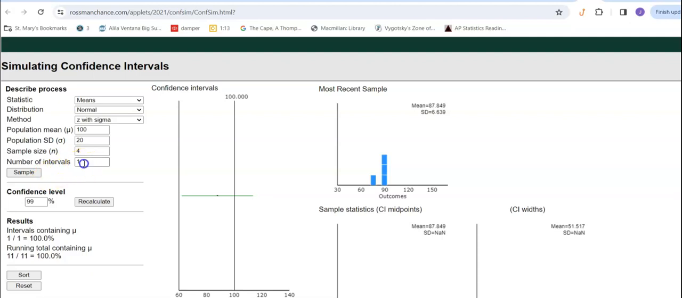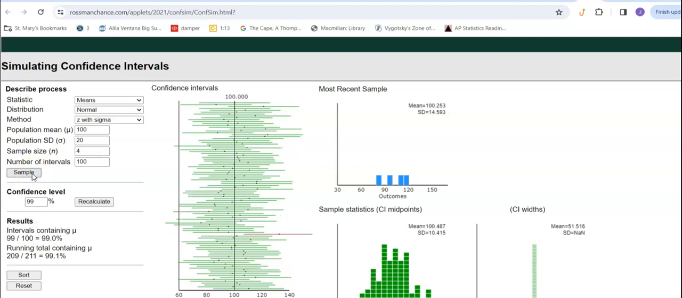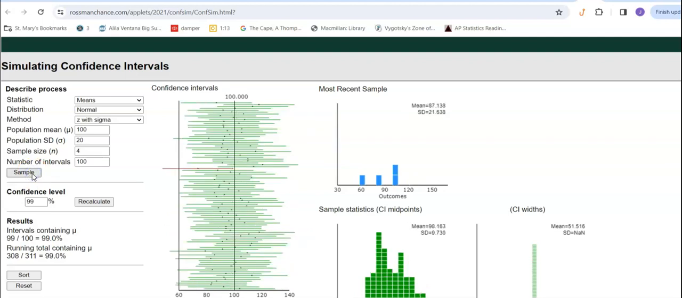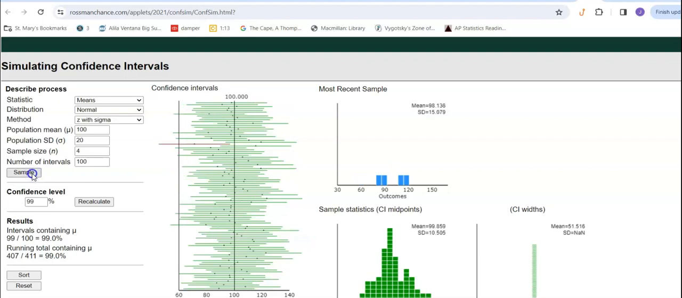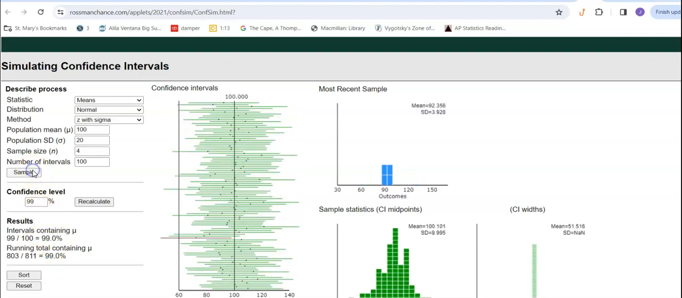So I'm going to create 100 at a time. I'm going to add another 100 to this. Oh, there's 100 of them. One of them out of 100, that red line up there, if you see it, does not contain the true mean of 100. I take another 100. Another time, one of them did not contain the true mean. Another one does not contain it. Well, we're very close, so you can see after 500, well, let me go a few more.